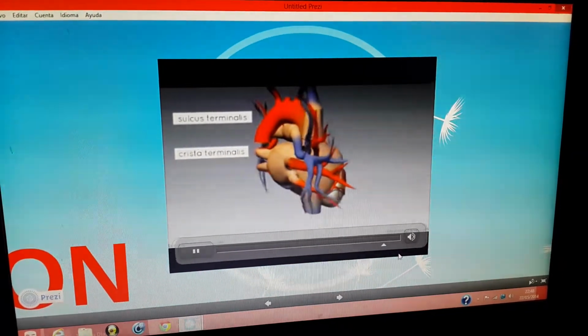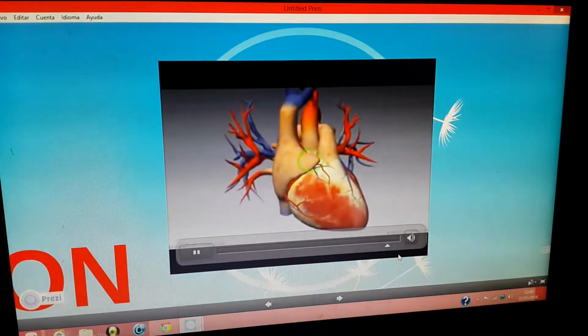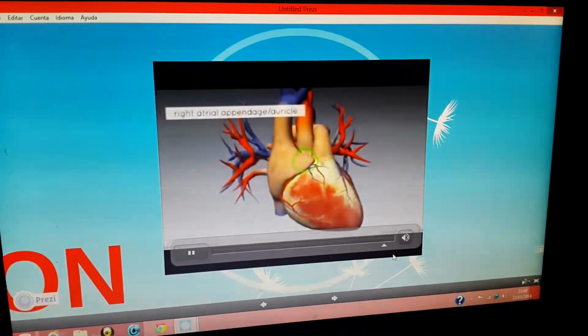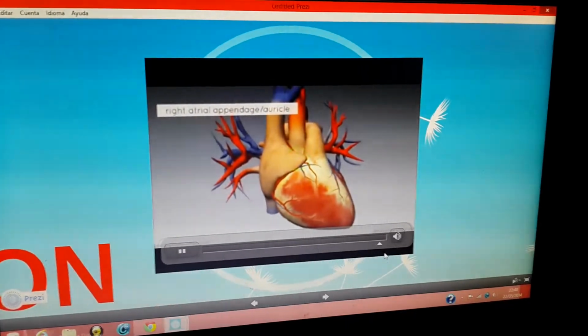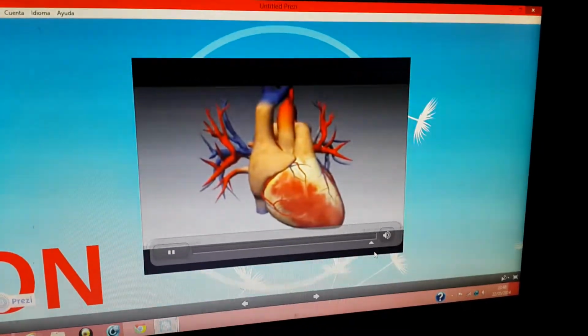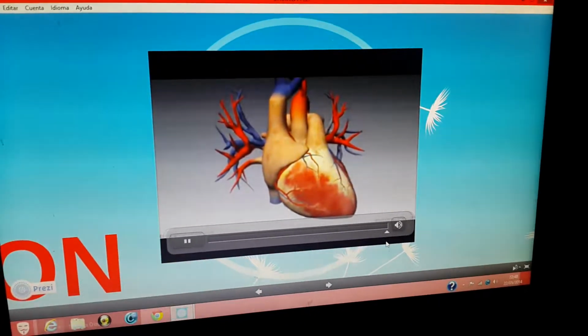So just taking a look at the right atrium externally, you've got this notable little appendage here. This is the right atrial appendage, or the right auricle, and this little conical pouch overlaps the ascending aorta, and I'll come on to mention that in a bit.